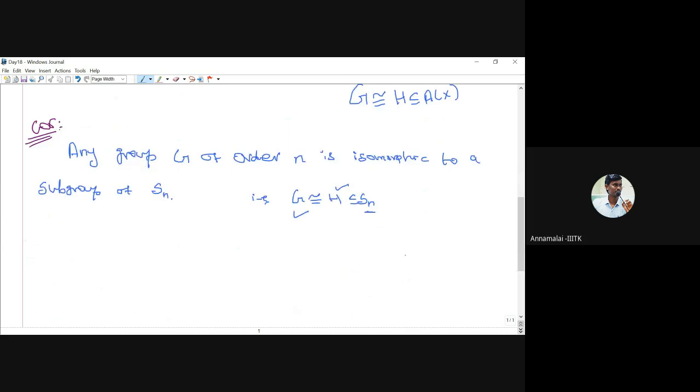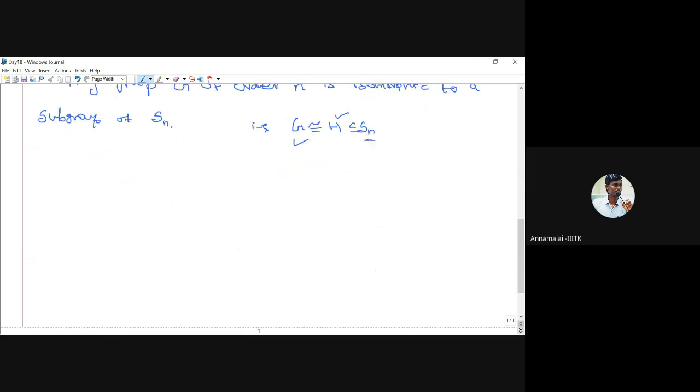Now I will give some very important theorems. Already we discussed what is a cyclic group and what is an abelian group. Now I can write some theorems here. Any cyclic group is an abelian group. That is, cyclic group implies abelian group. All the cyclic groups are abelian groups.